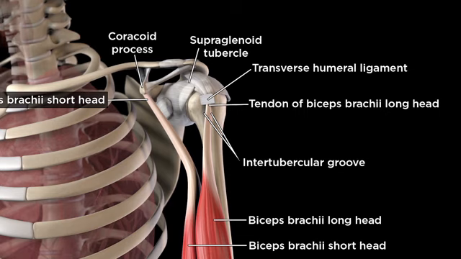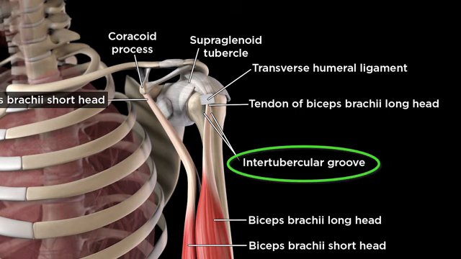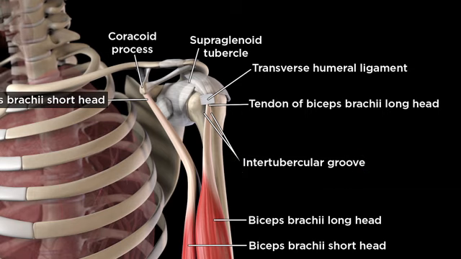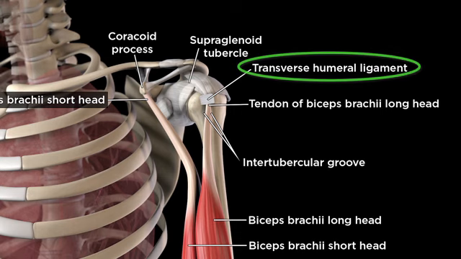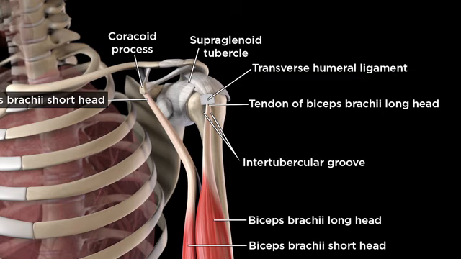Now, this long tendon of the biceps brachii actually passes into the capsule of the shoulder joint, which is unusual for a tendon, and enters the intertubercular groove between the greater and lesser tubercles on the proximal humerus. That landmark is also called the bicipital groove for the biceps brachii tendon it holds. A small ligament called the transverse humeral ligament, actually part of the capsule of the shoulder joint, holds the tendon of the long head of the biceps brachii in place in the intertubercular groove.